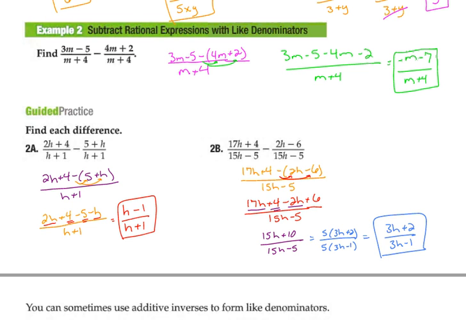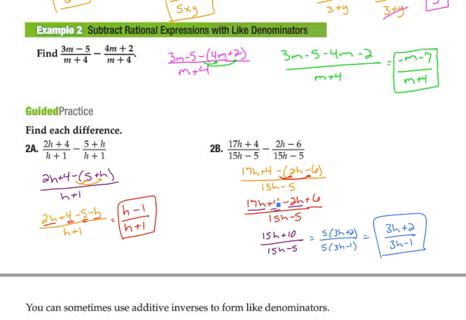Okay, 2a, pretty straightforward. Throwing that negative through, combining like terms, we end up with h minus 1 over h plus 1. Don't be tempted to simplify down those h's because, again, we are subtracting a 1 and adding a 1. So they have different values in the situation.